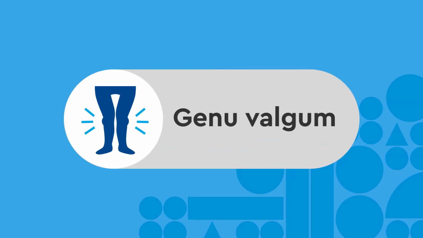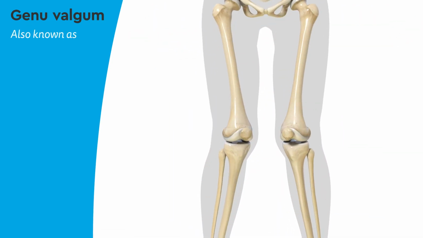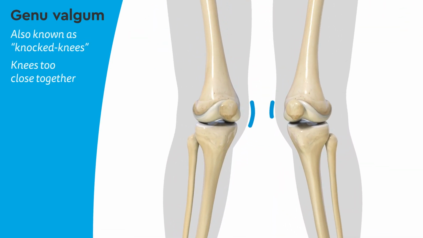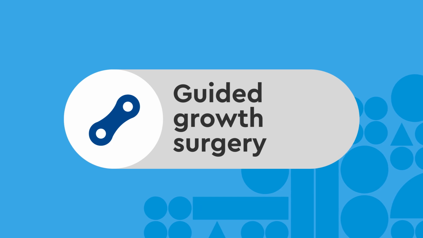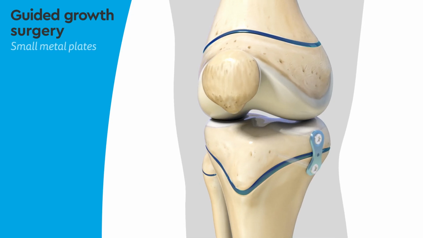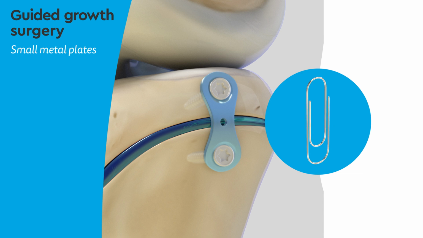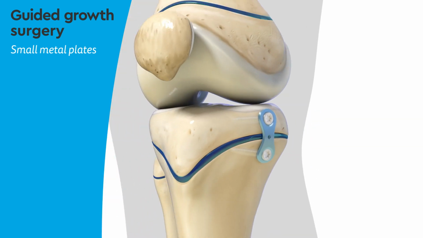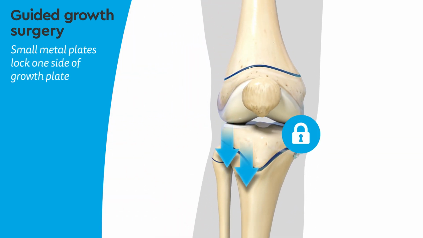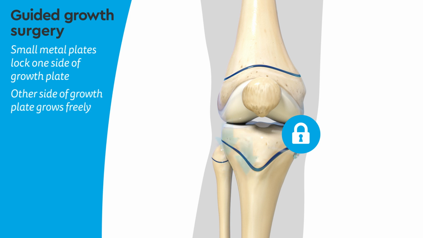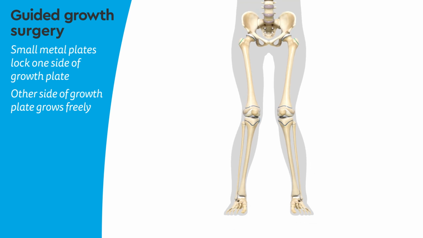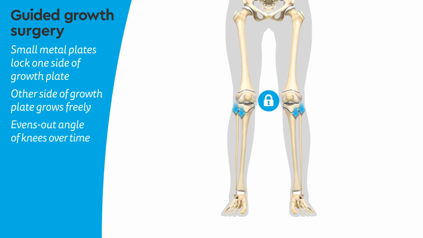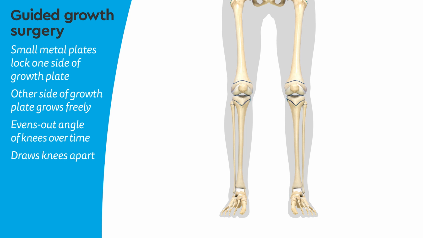Valgum. Valgum, or knock knees, is when the knees are too close together. This can cause problems with walking and balance. Valgum can be corrected by guided growth surgery, where small metal plates, about the size of a paperclip, are placed to lock one side of the growth plate, allowing the other side to grow freely. This evens out the angle of the knees over time, drawing them apart.